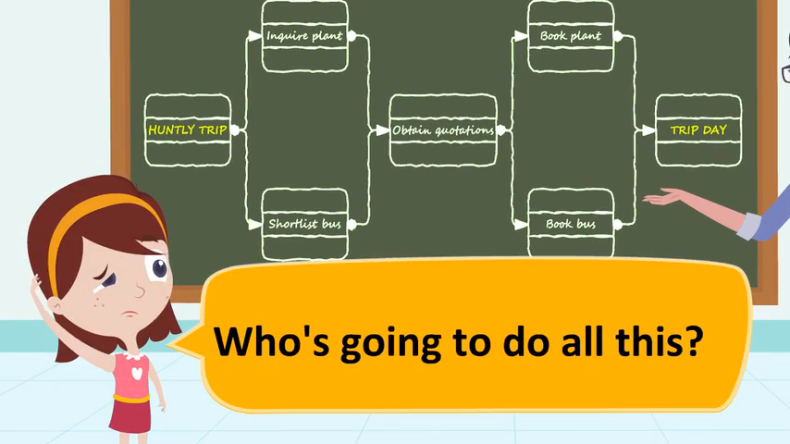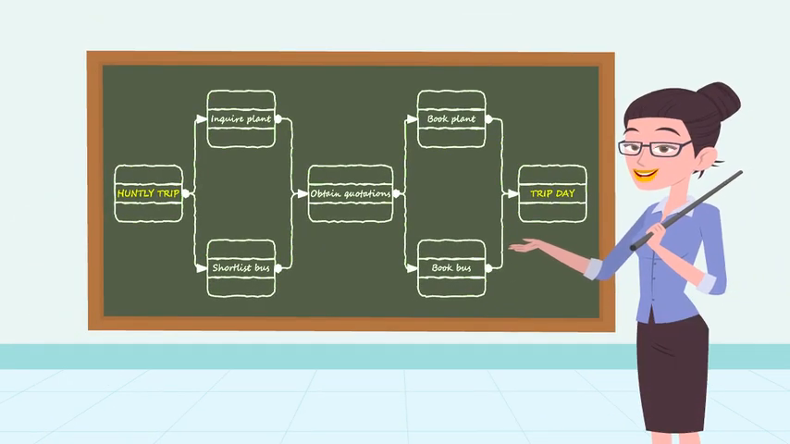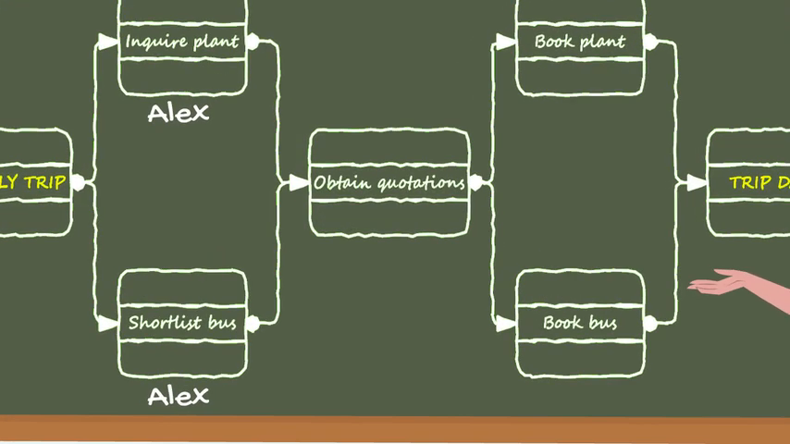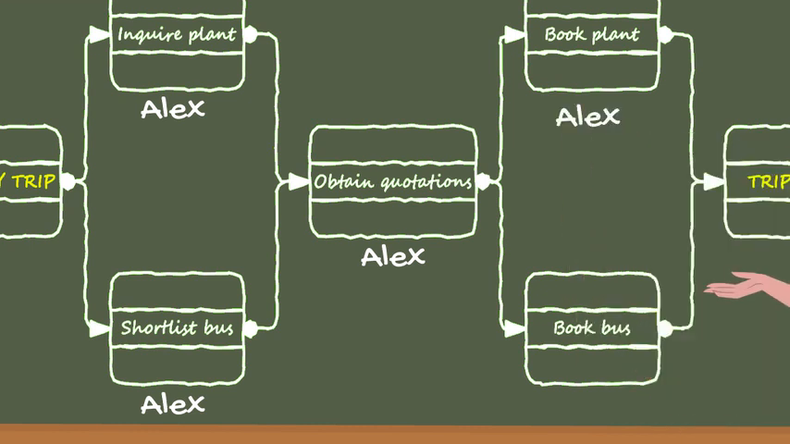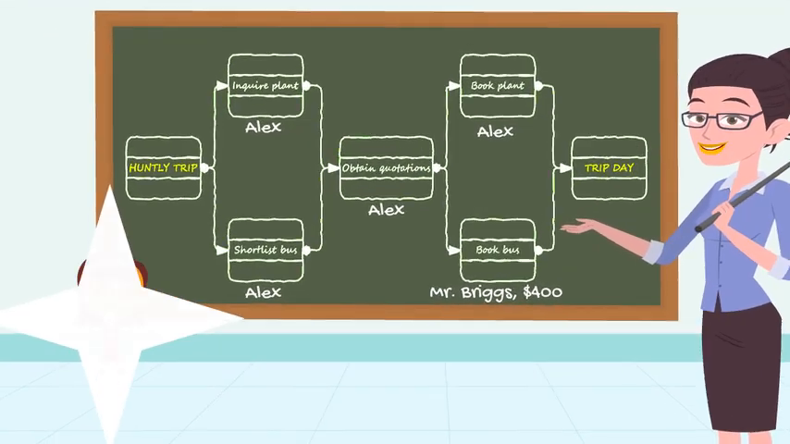Who's going to do all this? Well, I was doing most of the work, but bus booking was always our principal's job, so here are the resources. We also knew from last year's trip that the bus would cost about $400, so here is that resource allocated. I know what's next.